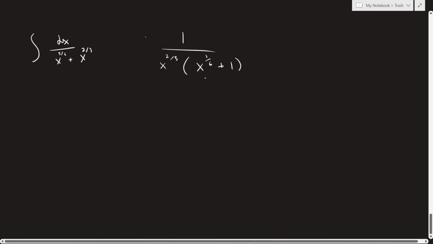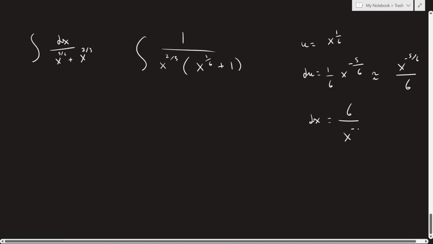Okay, now let's take u as x power 1 over 6. Let's find the derivative: 1 over 6 x power 1 over 6 minus 1, which is negative 5 over 6. All right, now dx is basically, let's put this together. So x power negative 5 over 6 over 6, right? So in dx, we're just going to switch them. It's going to be 6 over x power negative 5 over 6. All right, so join this here.